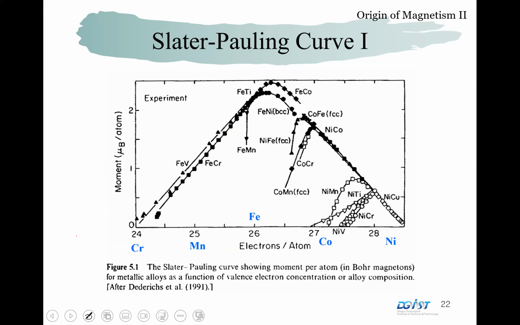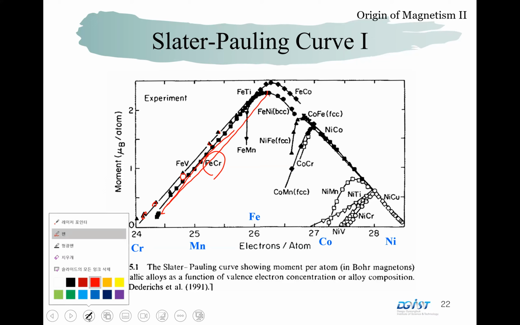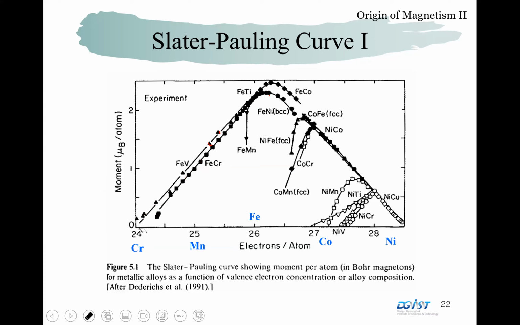And all these symbols represent experimental data. For example, this is iron vanadium, and this is the different composition of iron vanadium. And this is an alloy of iron chrome with a different composition, but the number of electrons can be covered by changing the alloy composition. And all this kind of curve is explained by a simple band model. This is what we call the Slater-Pauling curve.